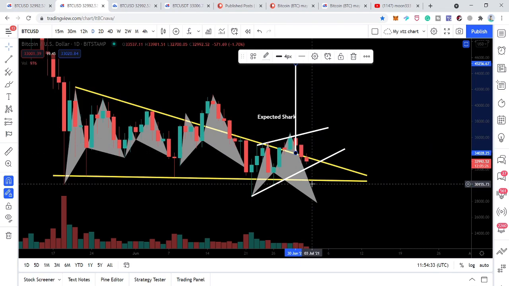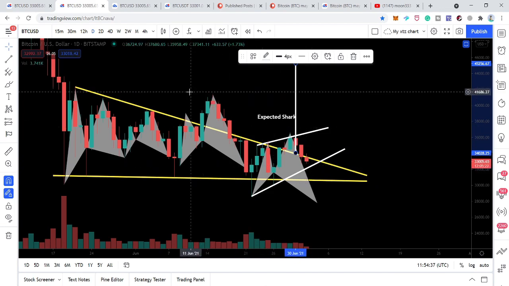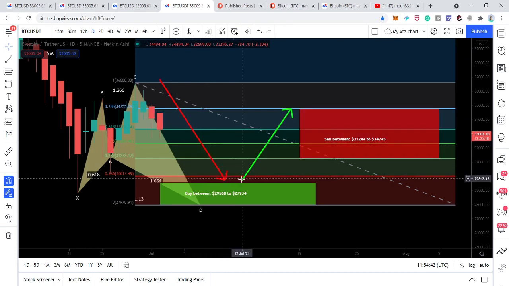However, if this trend line is broken down, then definitely the price action is going to form a bullish shark, and our targets in that situation can be from $29,500, the buying range, to $27,900 at the sell point. The sell range as per the Fibonacci sequence can be from $31,244 to $34,745. So this was the update so far.